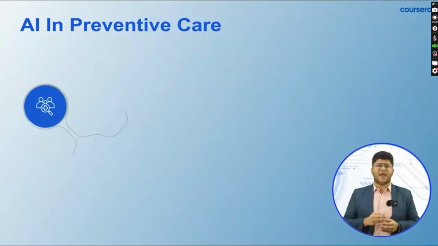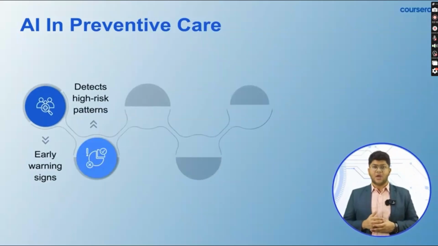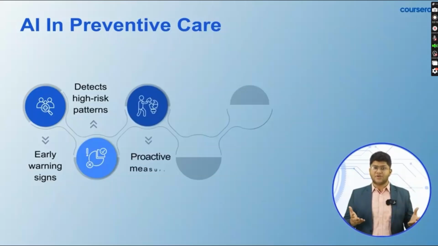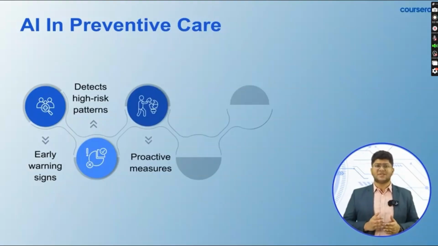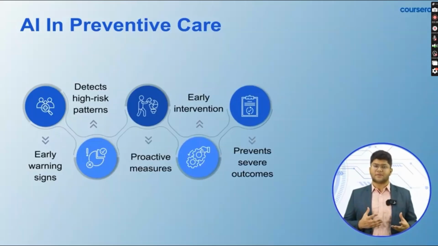AI systems can flag early warning signs based on patterns found in patient data, allowing doctors to take proactive measures before conditions worsen. For instance, if an AI system detects that a patient's recent test results and symptoms align with a high risk for a certain complication, healthcare providers can intervene early, potentially preventing severe outcomes.